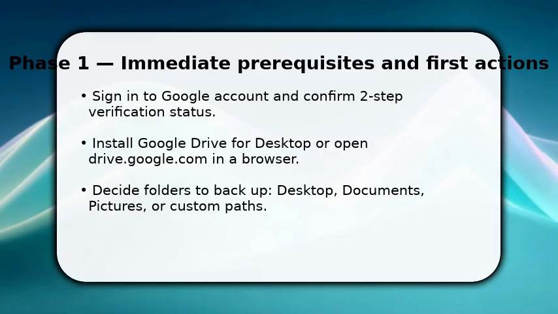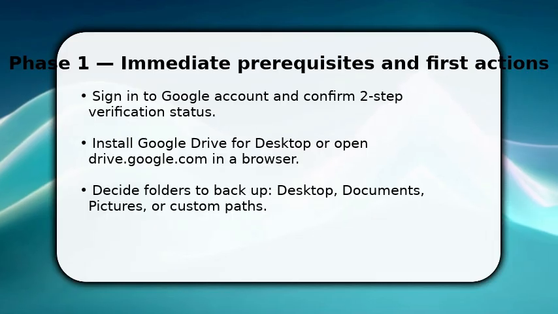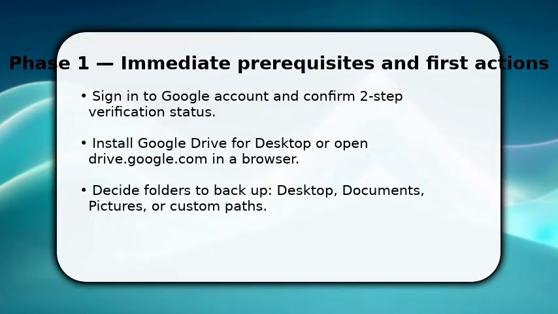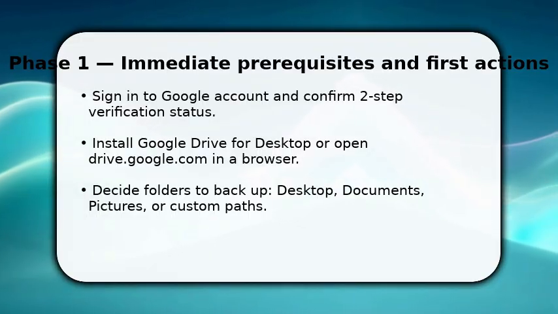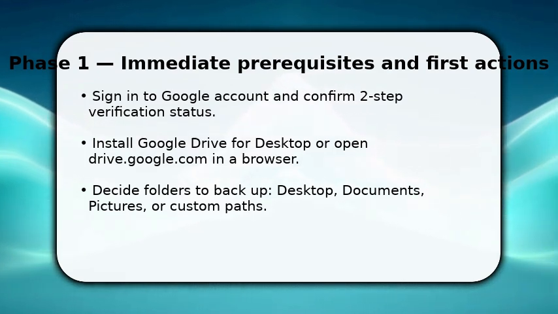Once done, choose which folders you want backed up: desktop, documents, pictures, or custom paths on your machine. Click the Drive app icon, then select Add Folder to backup. This initial setup makes sure your chosen files sync continuously and prevents accidental omissions.